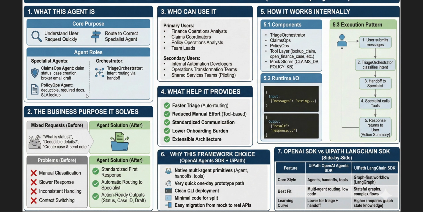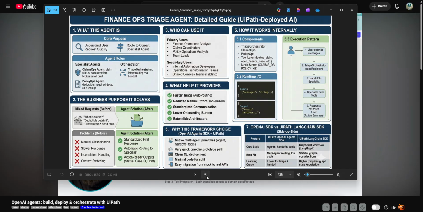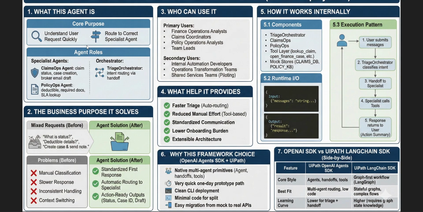I created this FinOps Triage Agent. The purpose of this agent is to act as a triage orchestrator, and it is going to route the intent based on the proper identification from emails or whatever the source can be. So it calls two specialist agents: the Claims Ops Agent, which has separate tools for claim status, case creation, broker email draft, and everything.